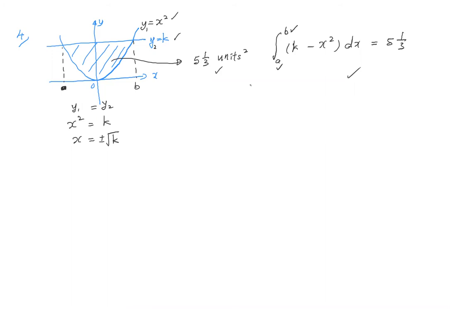So you punch into this equation, then you will get the answer. So now, everyone, try to punch into this equation. So it starts from negative root K. So my A is negative root K. My B is root K. Okay, then K is a constant, by the way. Then you integrate. You get the answer for this one first, in terms of K, then you equate it to 5 1/3. Then you can find the value of K.